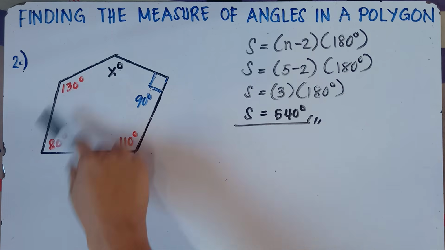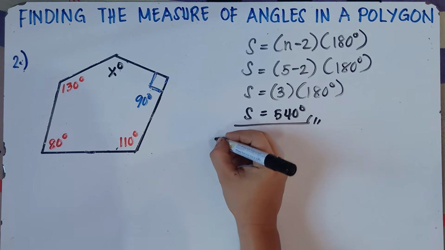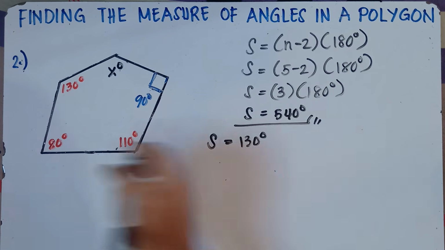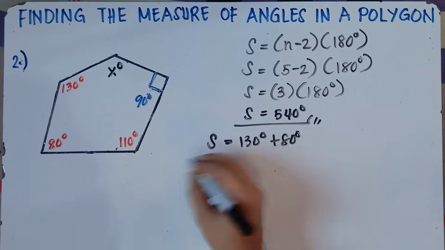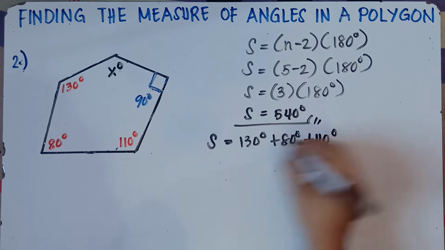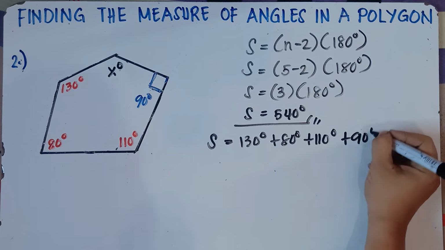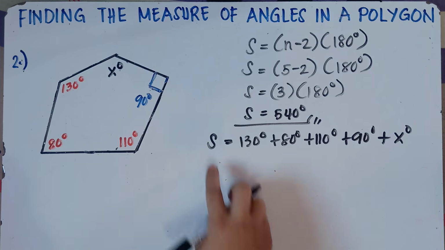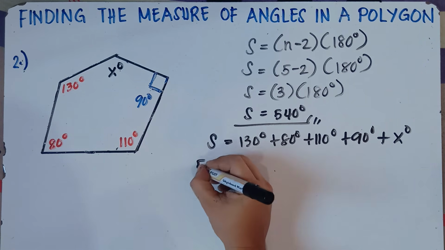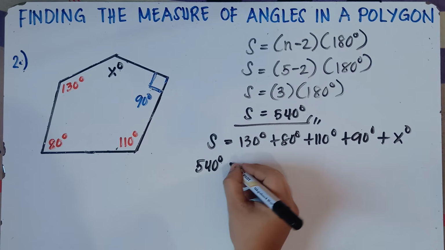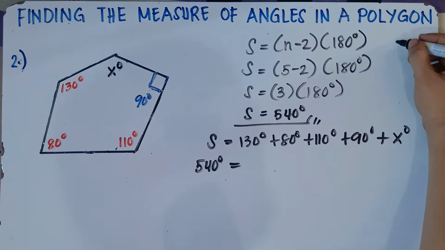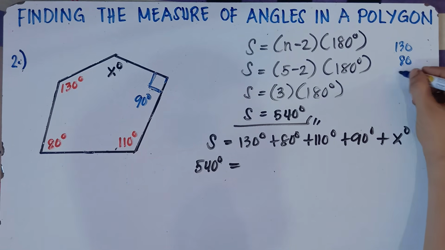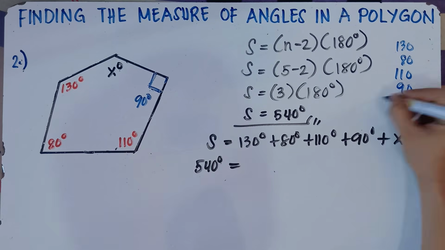If it's a regular pentagon or an irregular pentagon, it's always 540 degrees. Alright, so we can just simply add this up. So let's have this formula. Sum equals this angle, 130 degrees, plus 80 degrees, plus 110 degrees, plus 90 degrees, and then plus this angle X. Alright, so we have the sum, that's 540. So 540 degrees equals, we add this up, so 130 plus 80 plus 110 plus 90.